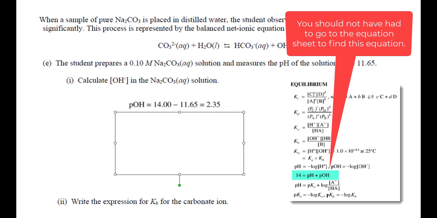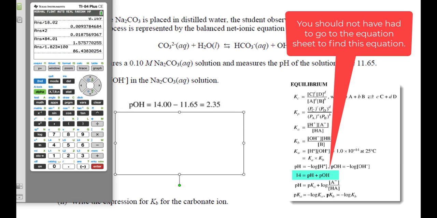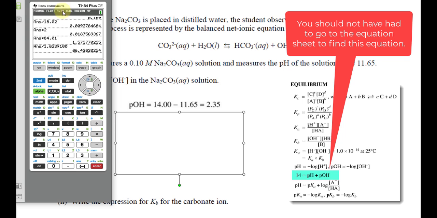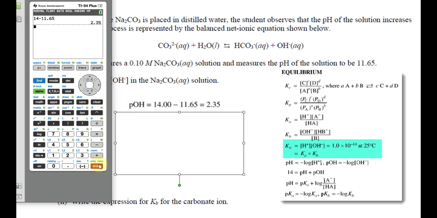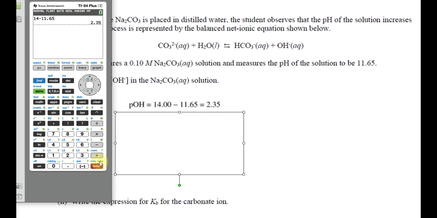I'll get my calculator up for this anyway, even though it's a pretty obvious subtraction. Nothing here is going to be useful from before, so I'll clear just to make this look a little bit better. And 14 minus the 11.65 is definitely going to give me the pOH. There's another way of solving this where you solve for the pH and use the 1 times 10 to the negative 14 relationship, and both would be certainly acceptable. Well, now that you have a pOH, you can get the hydroxide ion concentration.